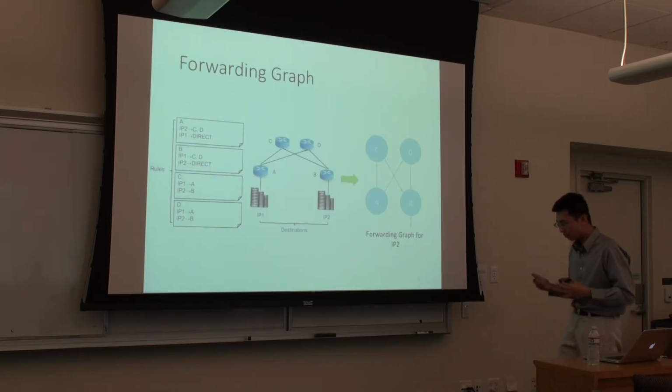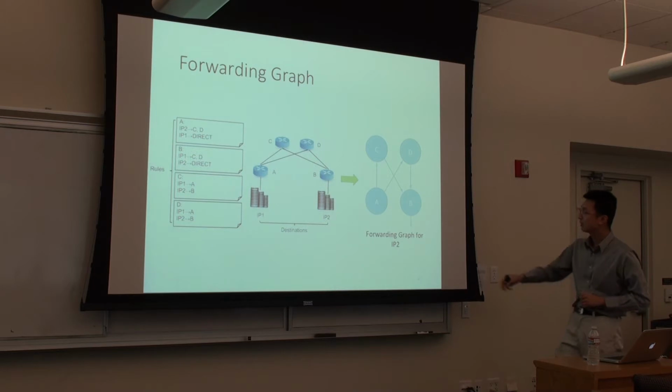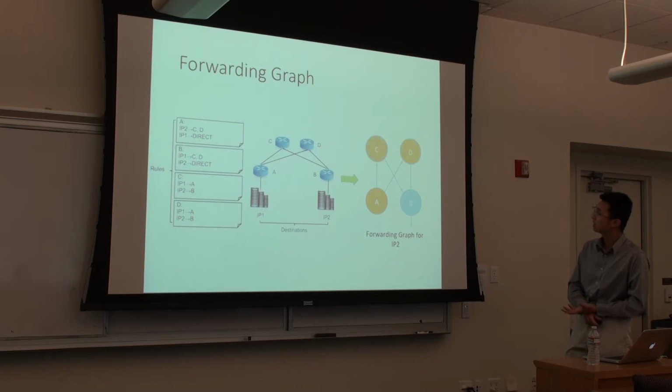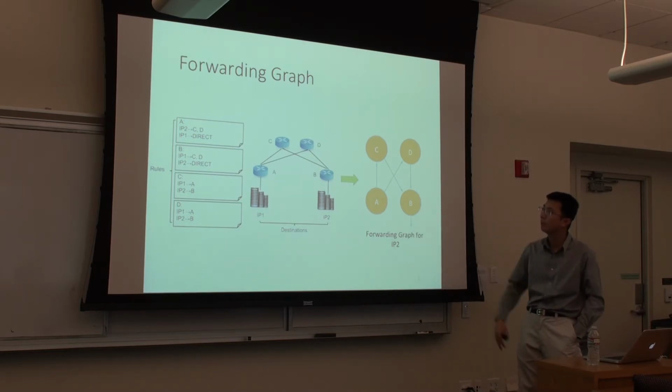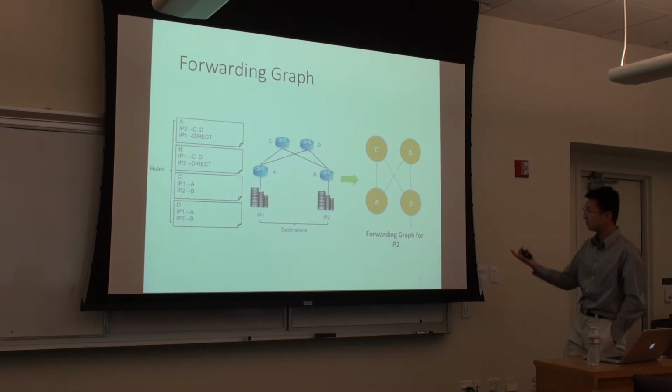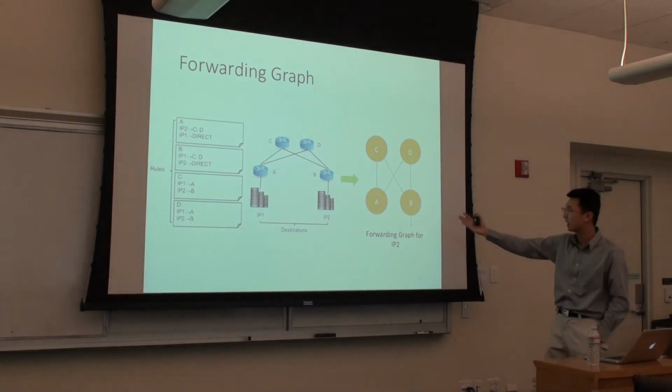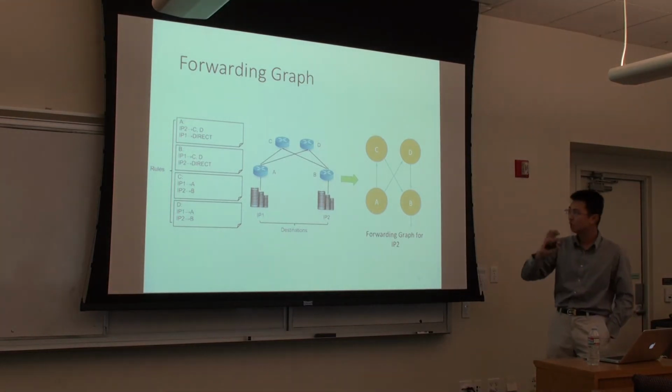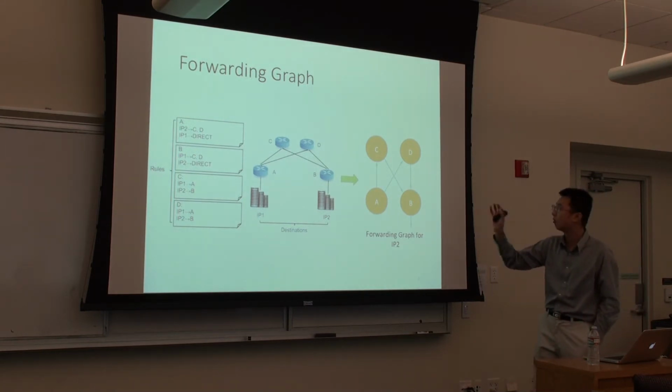Before I describe the details of Libra, let's look at an important concept called the forwarding graph, which will be used extensively in Libra. A forwarding graph determines how the packets flow in a data center network. For example, again, for all the packets going to IP2, the packets will go from A to C and D, and from C and D to B. Since IP2 is a local address for B, B will just forward the packets. This behavior can be abstracted using the forwarding graph on the right, where each node is a switch, and each edge marks the forwarding direction of a packet.